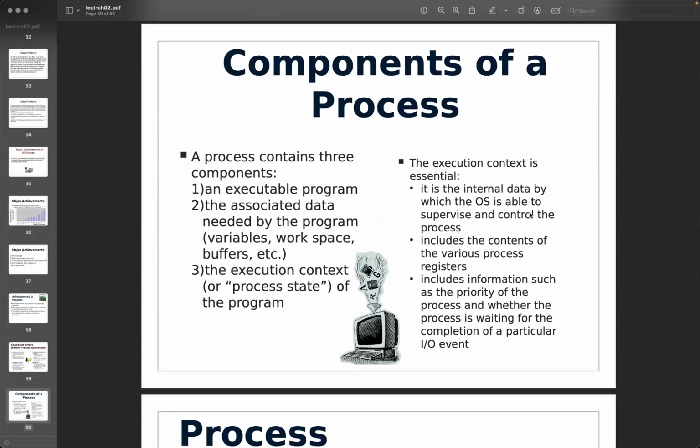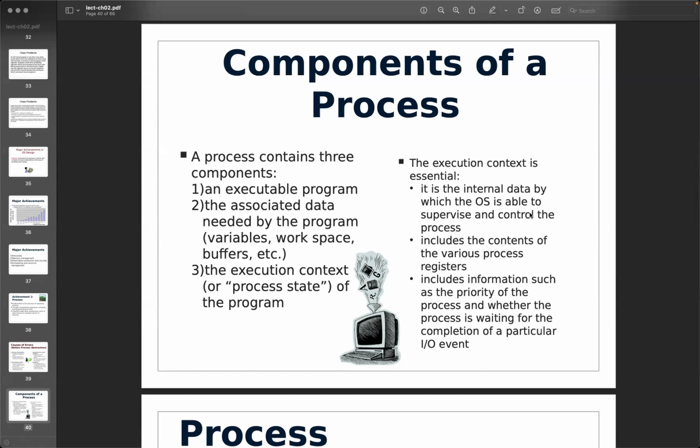And a process can contain three components: an executable program and associated data. Those data are needed to execute the program. They can be variables, workspace in memory, or some buffer we read into. And the execution context. So what's the process state? When we go into this and see how it is organized, then we'll know the state of it.